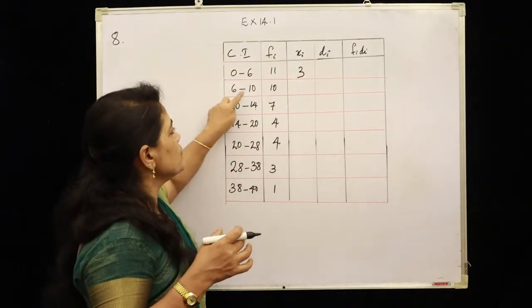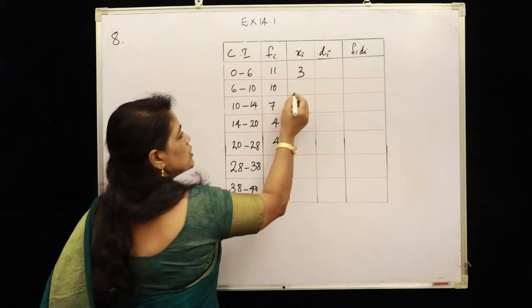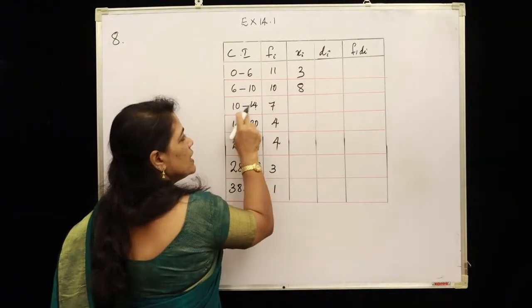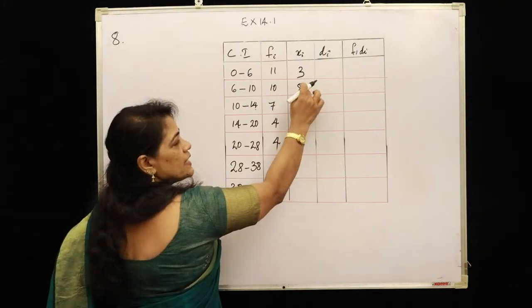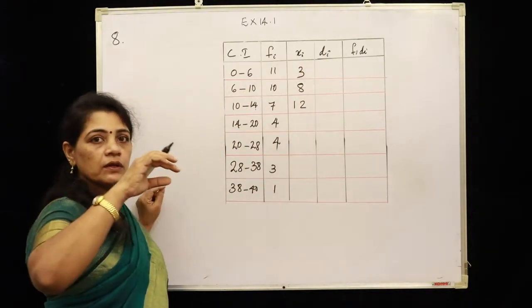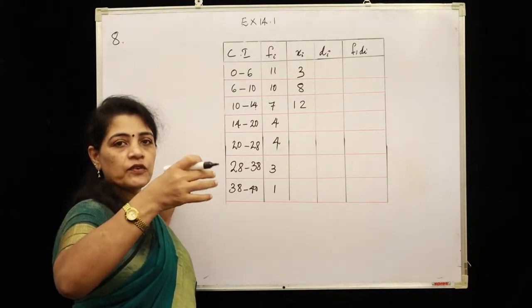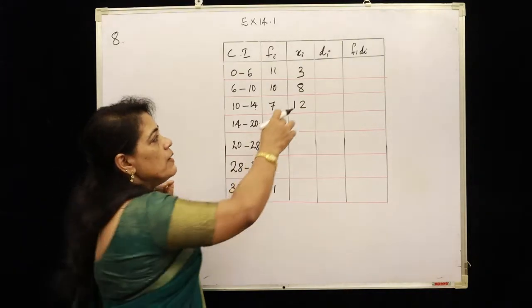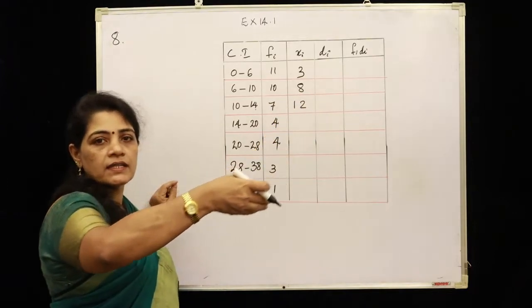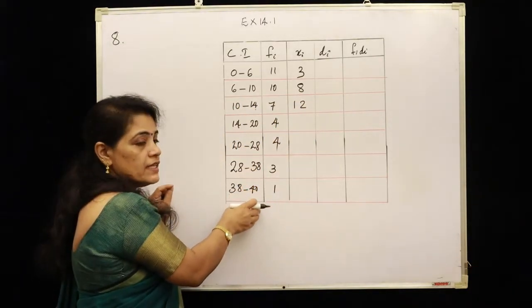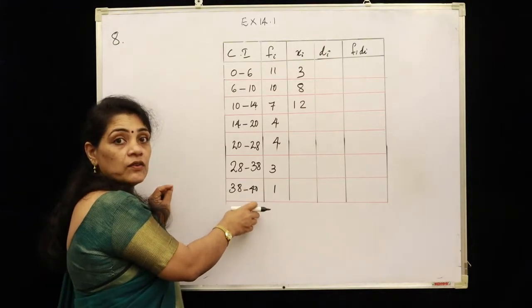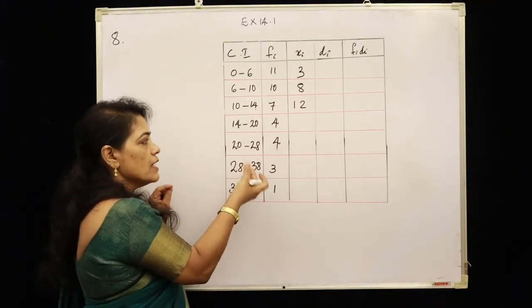So 6 plus 10, that is 16 by 2, 8. Here 24 by 2, 12. We see the difference in consecutive mid values is different. See, 8 minus 3 is not equal to 12 minus 8. Why? Because each class interval has a different class size, or class width.